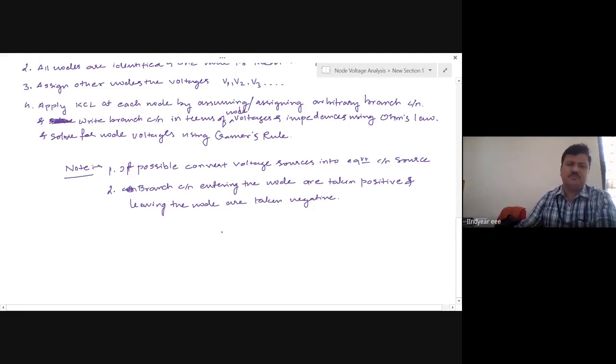For the same circuit, if I take mesh current analysis, there are n number of equations to be solved, but if I go for node voltage analysis for the same circuit, then I will be getting n minus 1 equations. So the number of equations will reduce in node voltage analysis when compared to mesh current analysis. This is another advantage.